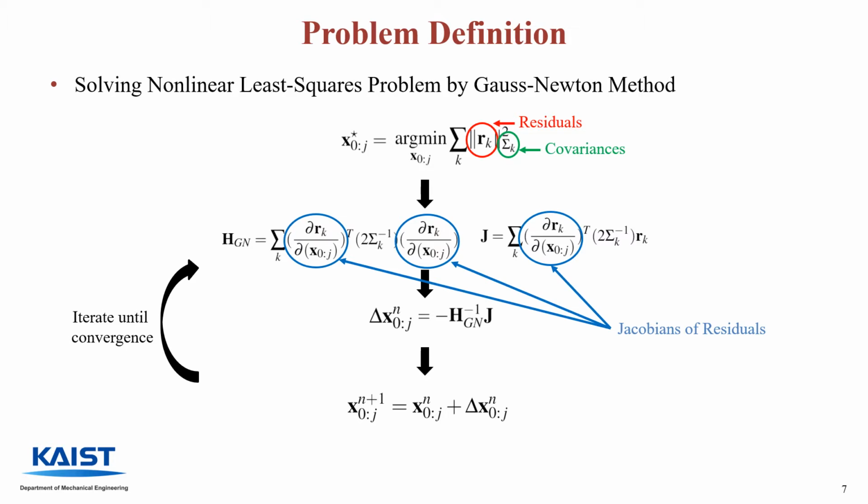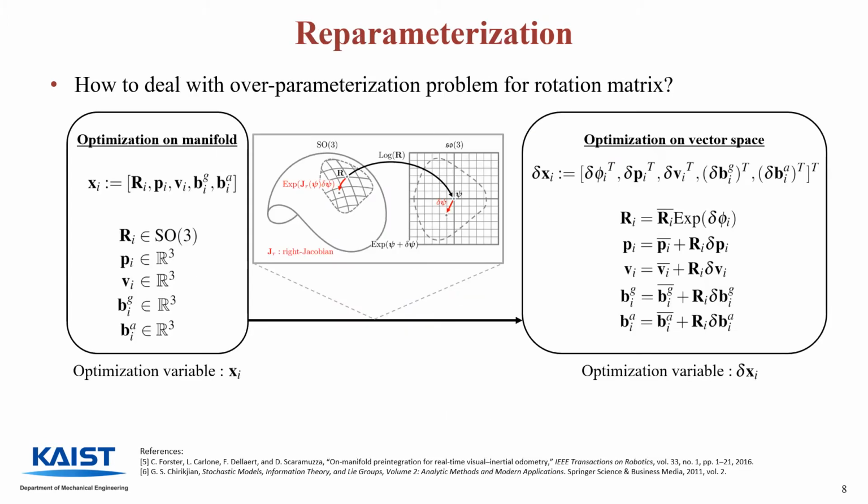By defining the residuals and covariance matrices of the Gaussian distribution and the Jacobians of the residuals from the measurement models, the MAP problem can finally be solved. However, since our states include a rotation matrix, which is a 3D special orthogonal group, an over-parameterization problem can occur. This is carefully handled by the reparameterization through Lie group theories, which is well explained in the reference articles.